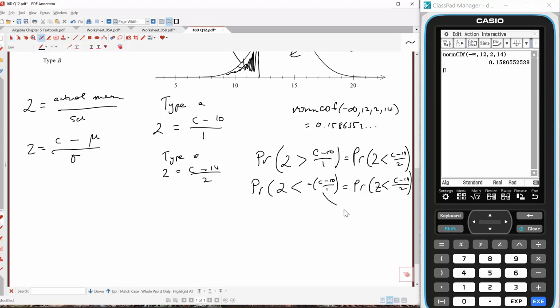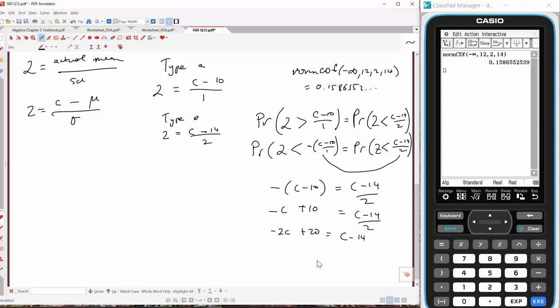So what I can do is equate that with that, which is negative C take 10 equals C take 14 on 2. All right, that's negative C take, or plus 10 rather, equals C take 14 on 2. Let's multiply by 2. Negative 2C plus 20 equals C take 14. I've got negative 3C equals negative 34. And I've got C equals 34 on 3.